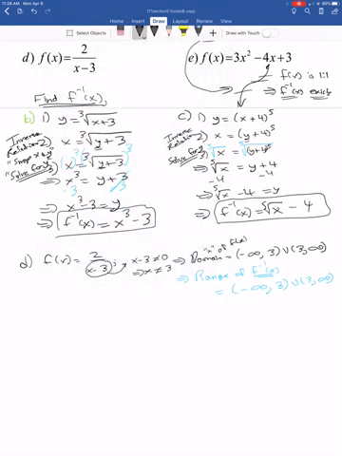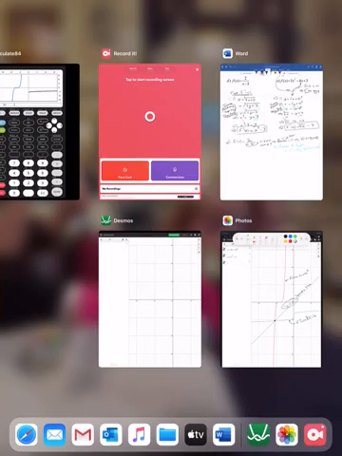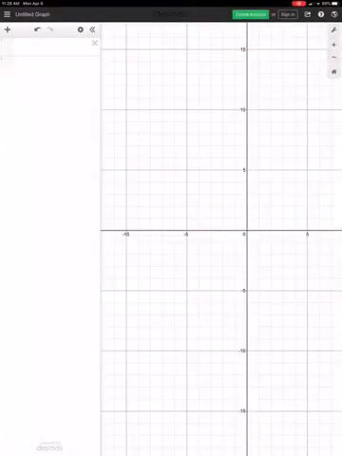So first off, is 2 over x minus 3 a one-to-one function? You could do it algebraically. You could set f of a equal to f of b and show that a equals b. You could graph it. You could put it on your calculator, and let's go ahead and do that. Let's look at our TI or your Desmos. Let's get a picture of that graph.